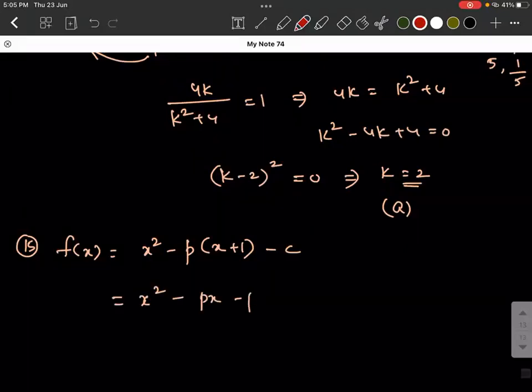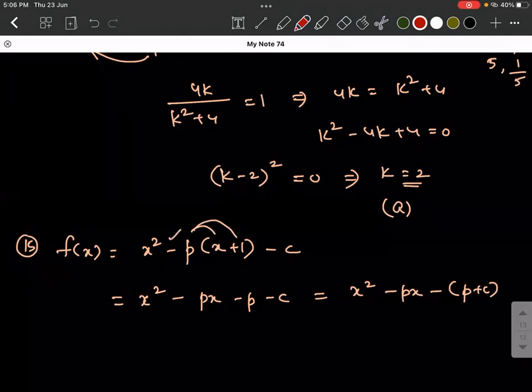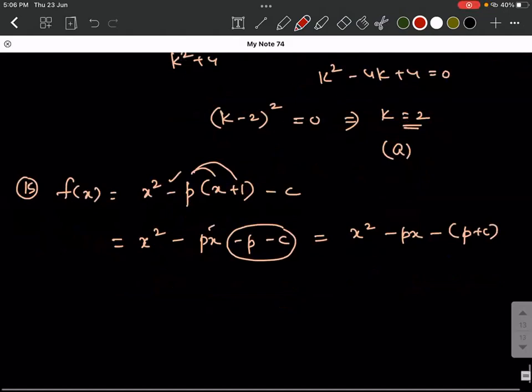So x square minus px minus p minus c is equal to x square minus px minus (p plus c). Clear? Did you understand what I did? I multiplied p with x and the same p with 1. But never forget that you have a minus sign outside. That is one of the common mistakes people will do. They'll write minus px plus p. No. It is minus px minus p. So x square minus px, if I take the minus sign common out of these two, then what will I be having inside? p plus c. Now this is in the standard form.